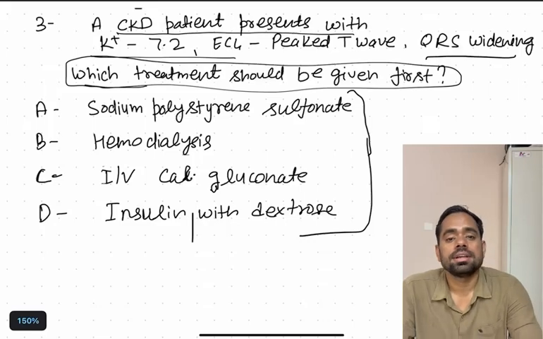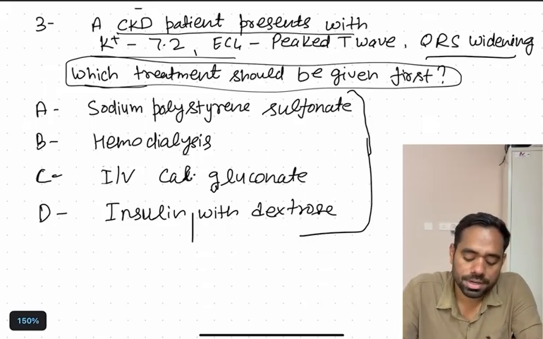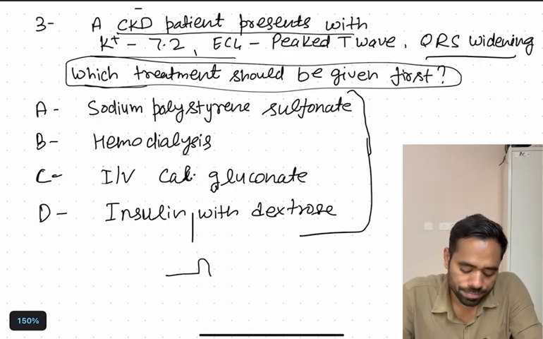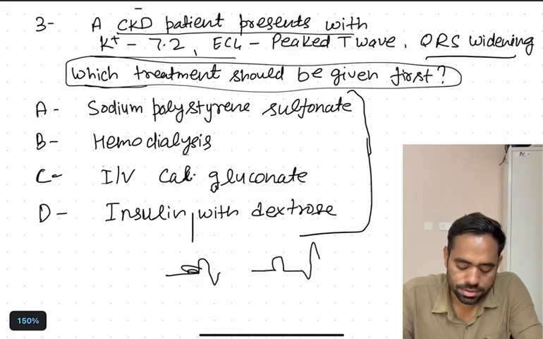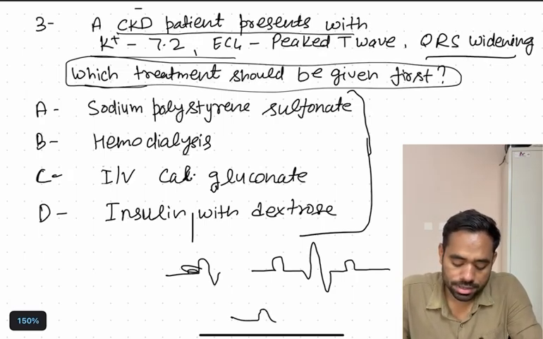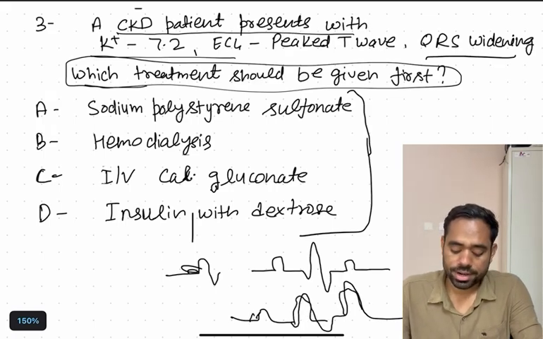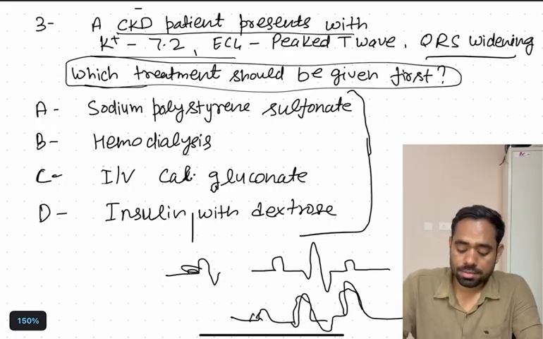ECG changes in hyperkalemia are very important for your exam. So first of all, there is a peaked or tall T wave. This is P wave. Q R S T. But in hyperkalemia, P wave gets flattened and QRS widened and T tall. Okay, tall T wave, widened QRS and flattened P wave.